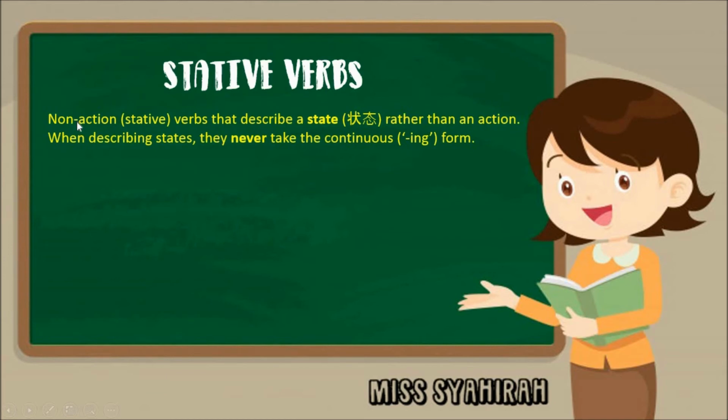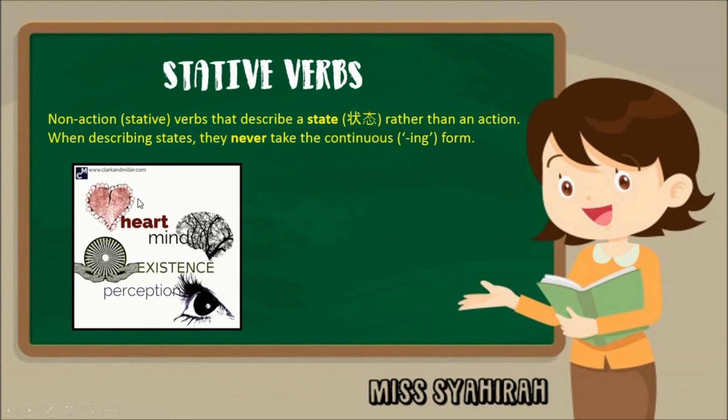Okay, stative means non-action. Non-action verbs that describe a state rather than an action. So, dijelaskan keadaan. Bukan perbuatan, action. When describing states, they never take the continuous ing form. So, kalau stative verbs ni, perbuatan yang menjelaskan keadaan, condition, dia tak ada ing. Jangan guna ing. So, I love it, bukan I'm loving it.